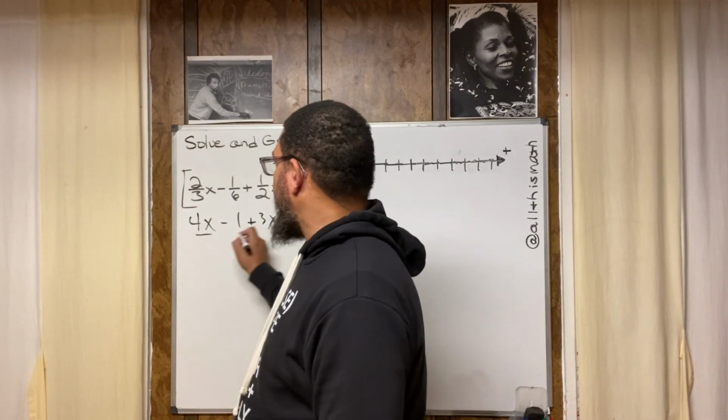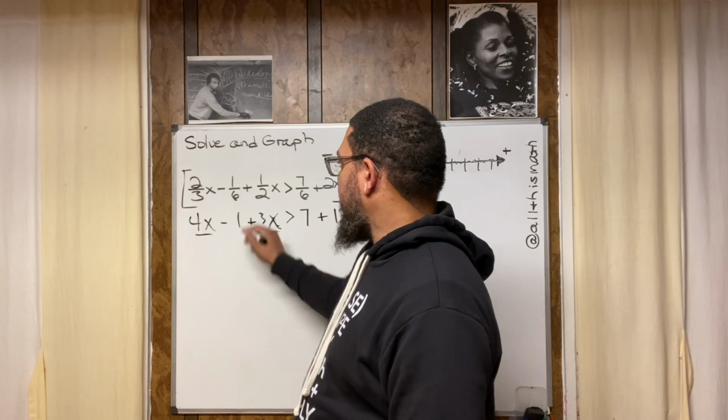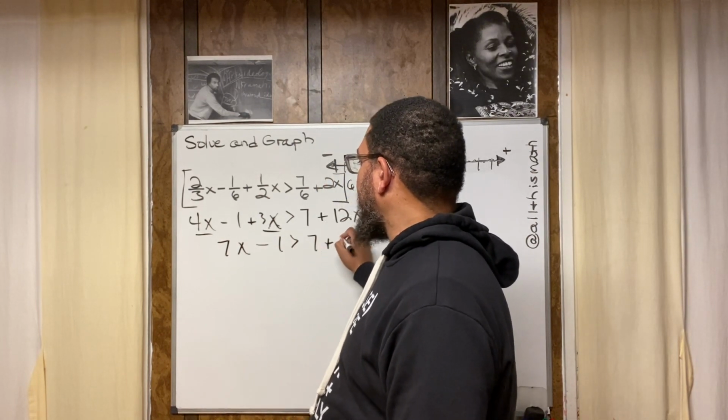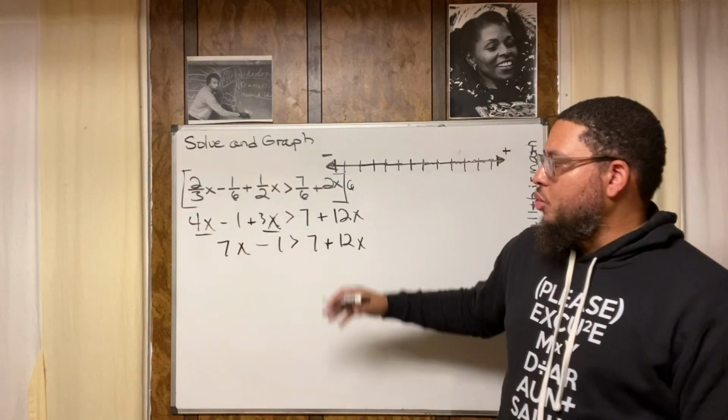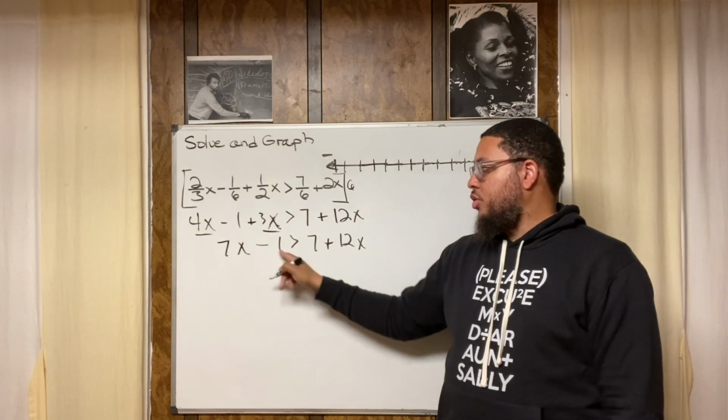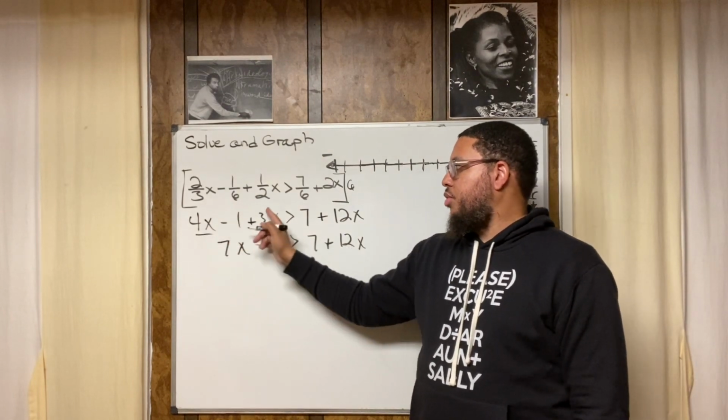So, all right, I got a 4x and a 3x from over here, so I'm going to put them together. 7x minus 1. What I'm really doing is I'm trying to simplify the inequality. I don't need all these terms. So instead of having 5 terms, now I got 4. 1, 2, 3, 4. I used to have 1, 2, 3, 4, 5.